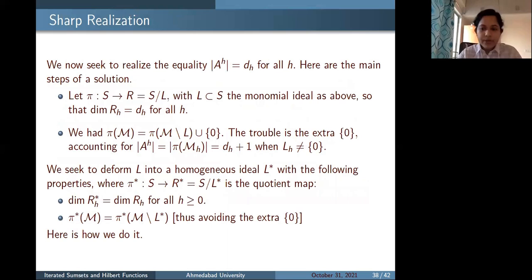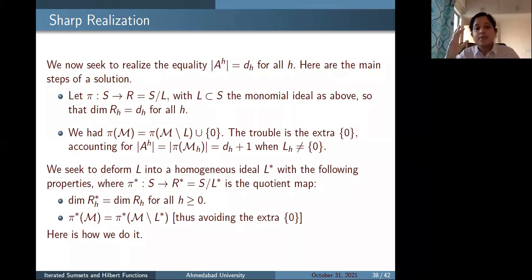Now we are proceeding to the sharp realization. For the sharp realization, what we need is the existence of a commutative semigroup. Now, how to do that? First of all, we now seek to realize the equality here, A_h is equal to D.